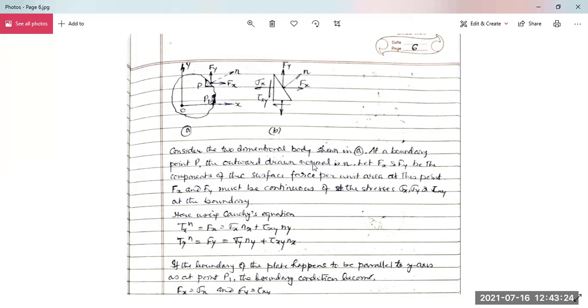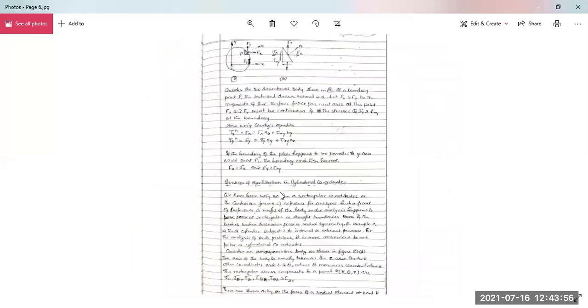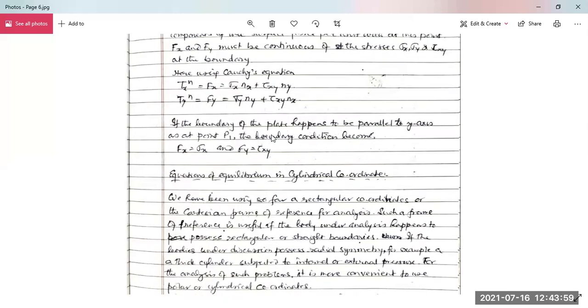Consider the two-dimensional body shown in figure A. At a boundary point P, with the outward drawn normal n, let Fx and Fy be the components of the surface force per unit area at this point. Fx and Fy must be continuous across the surface. So using Cauchy's equation, Fx is sigma x nx plus tau xy ny, and Fy is sigma y ny plus tau xy nx, where nx and ny are the direction cosines to the x and y directions respectively. If the boundary of the plate happens to be parallel to the x-axis at any point P, the boundary conditions become Fx is equal to sigma x and Fy is equal to tau xy.